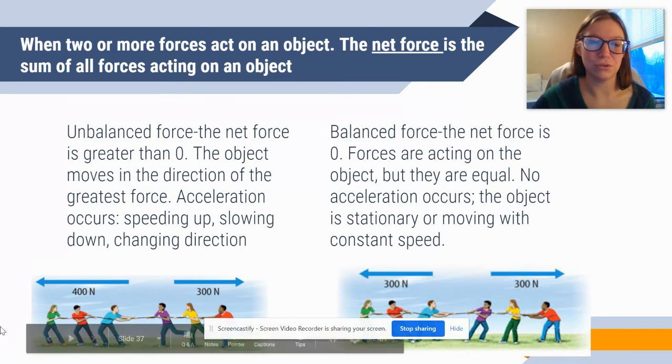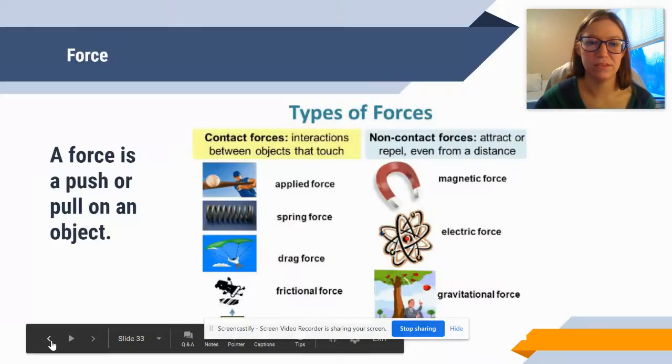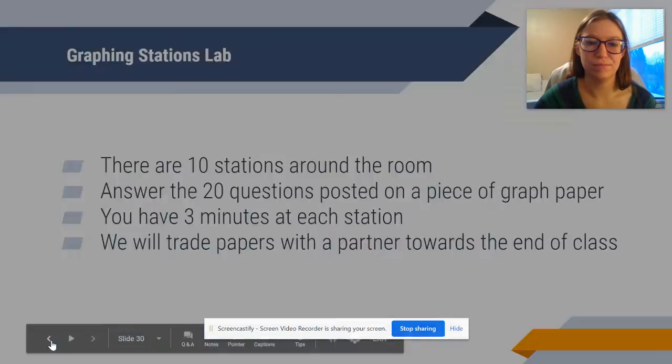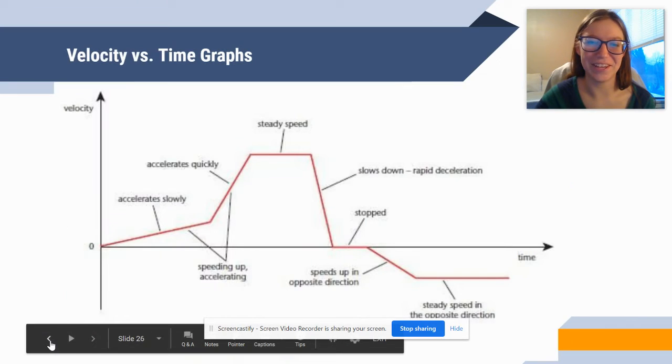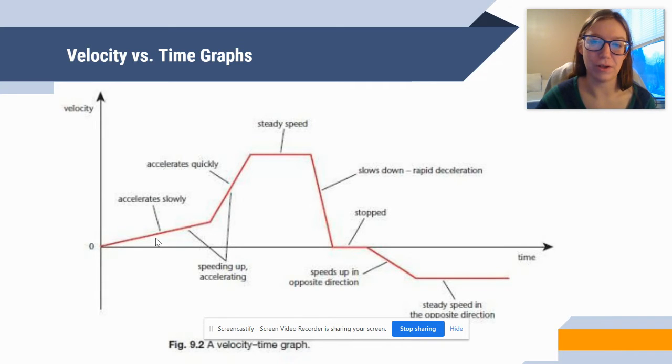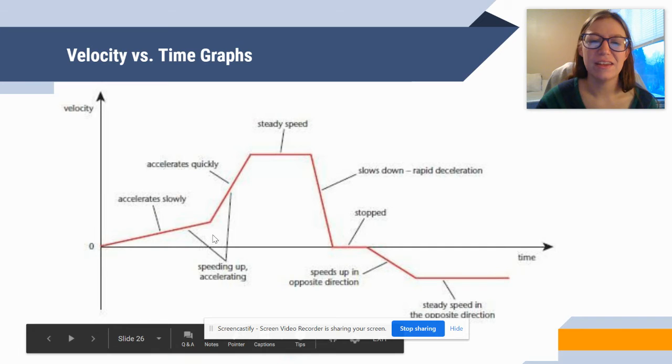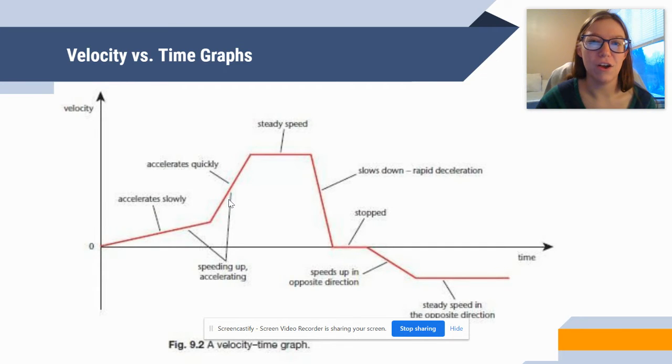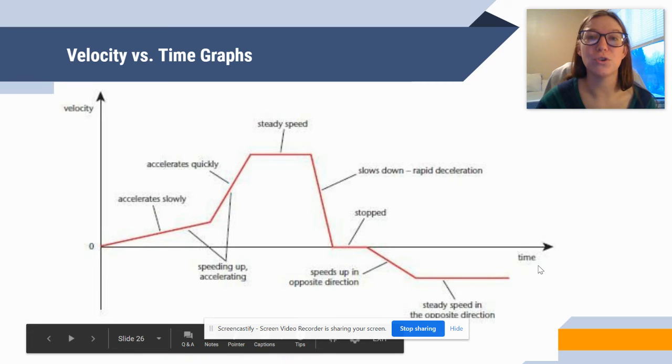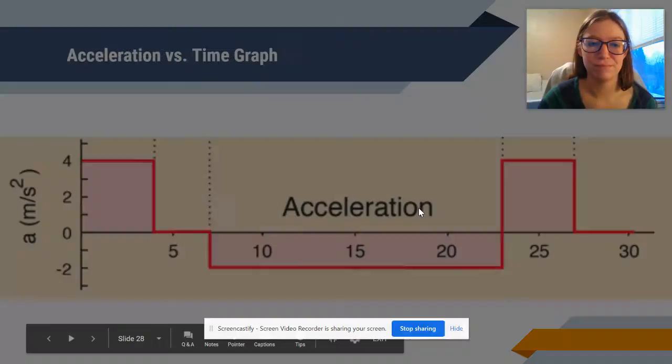So if I had you circle, let's go back just a second. Okay, there we go. If I had you circle on this graph where a balanced force was, then the only places you would circle would be when it was moving at a steady speed and when it was completely stopped. Everything else would be an unbalanced force. See how it's accelerating slowly, accelerating quickly, it's slowing down, it's moving in an opposite direction. It doesn't matter. Those are all accelerations, and therefore they are all unbalanced forces.